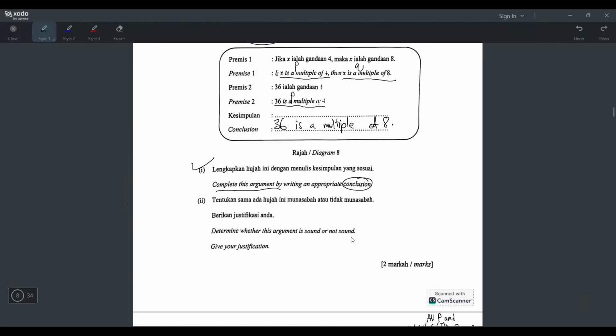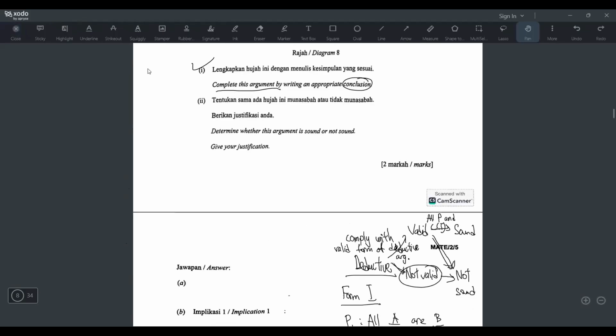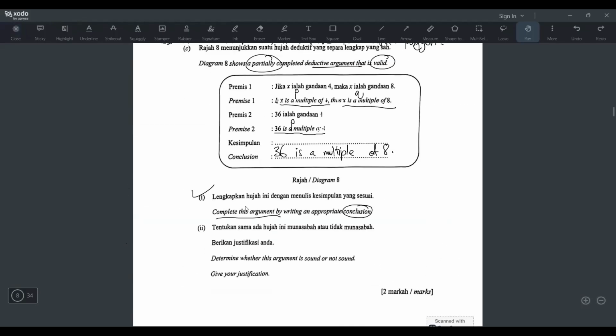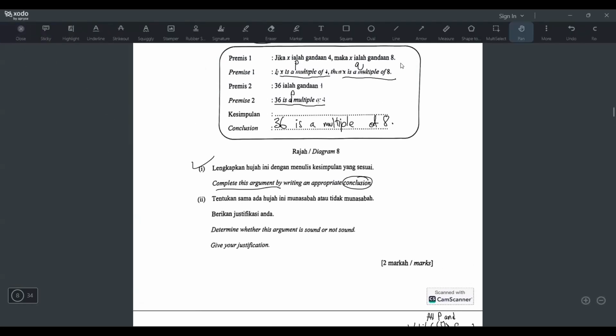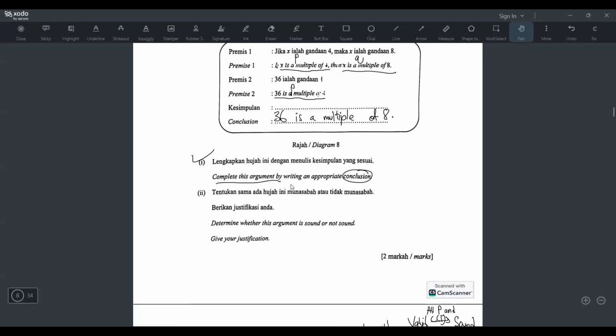Determine whether this argument is sound or not sound. Okay, they never ask you to write valid or not valid, right? Because it's valid already. They already mentioned here it's valid already. So if it's valid, it means it complies with the valid form of deductive argument. That's why it's valid. But we have to check whether it's sound or not sound. And the method is to check the truth value for the premises and conclusion. Truth value means check whether they're true or false. So I need to make sure premise 1, premise 2 and conclusion are all true, then I can write sound. Okay, reasonable.